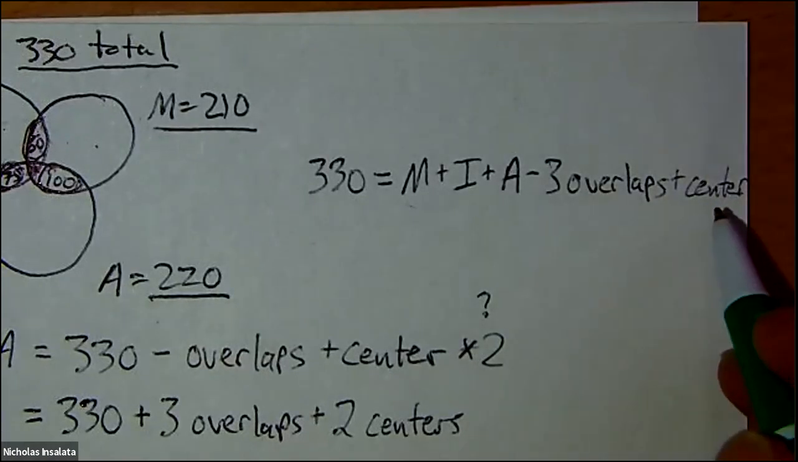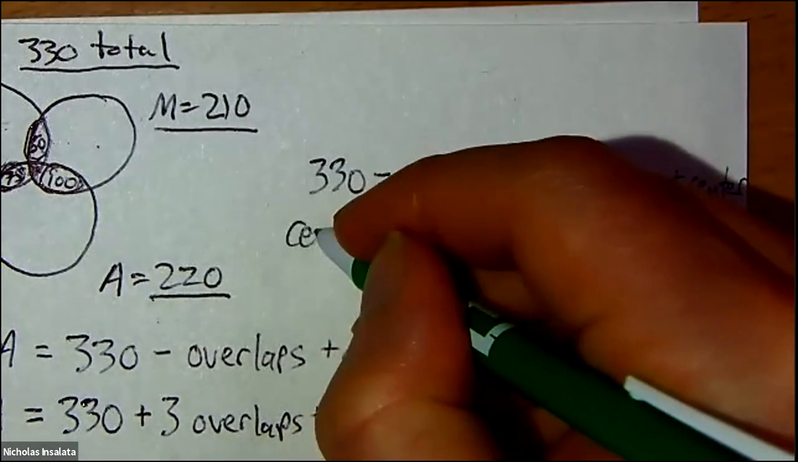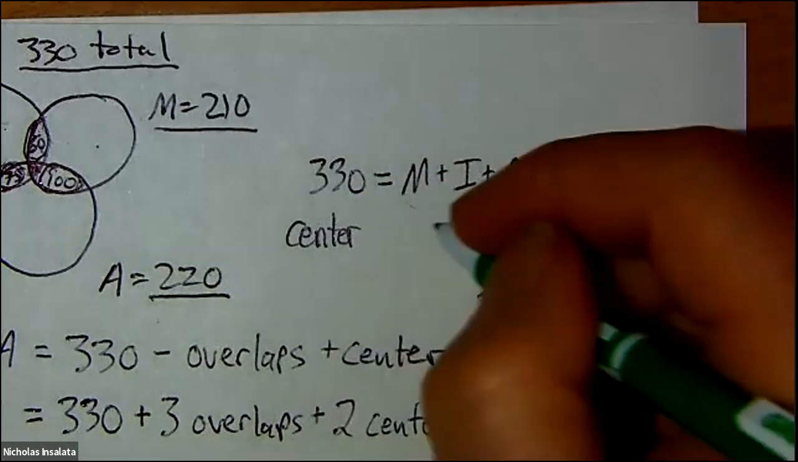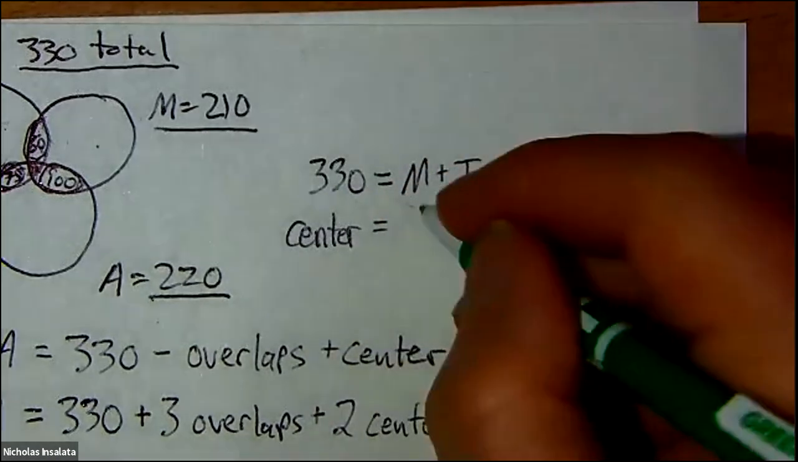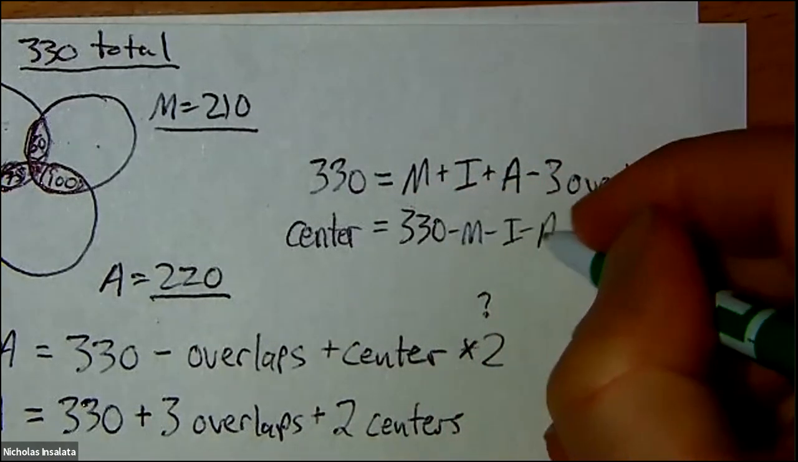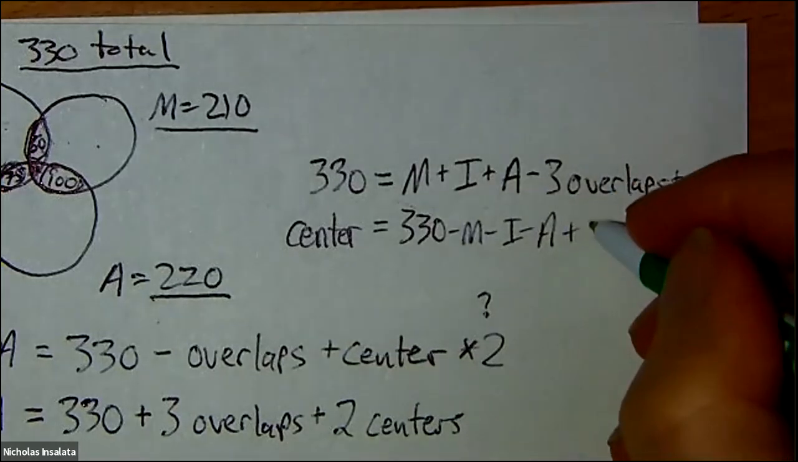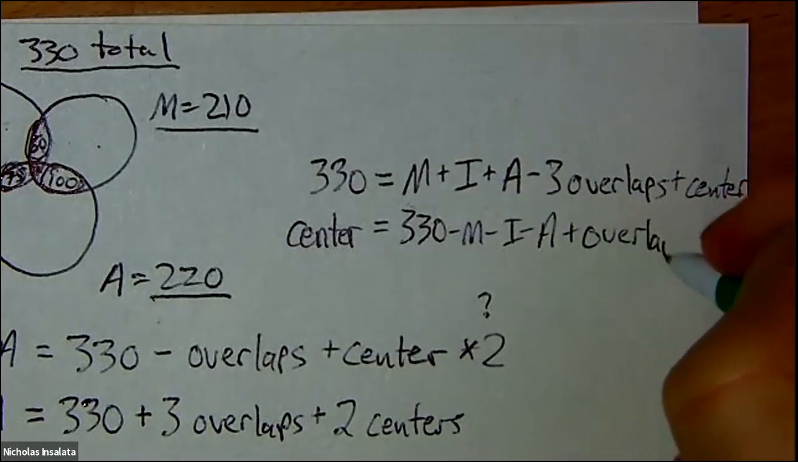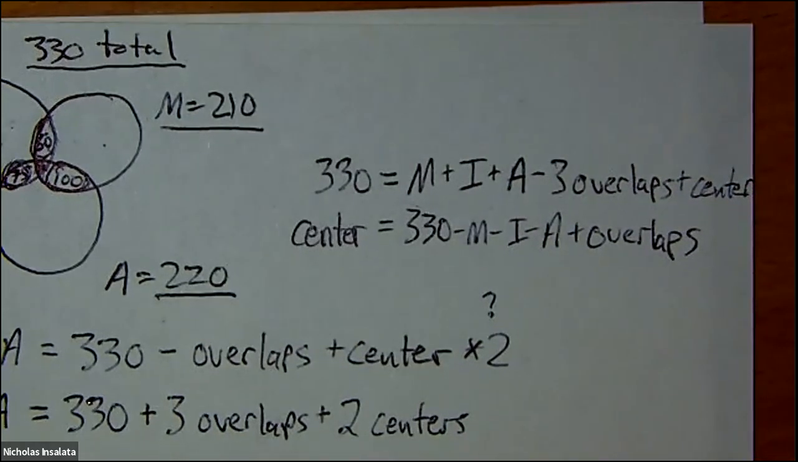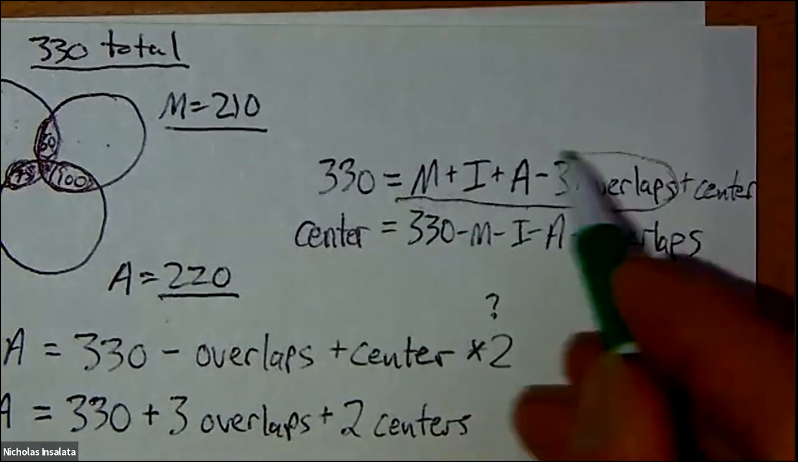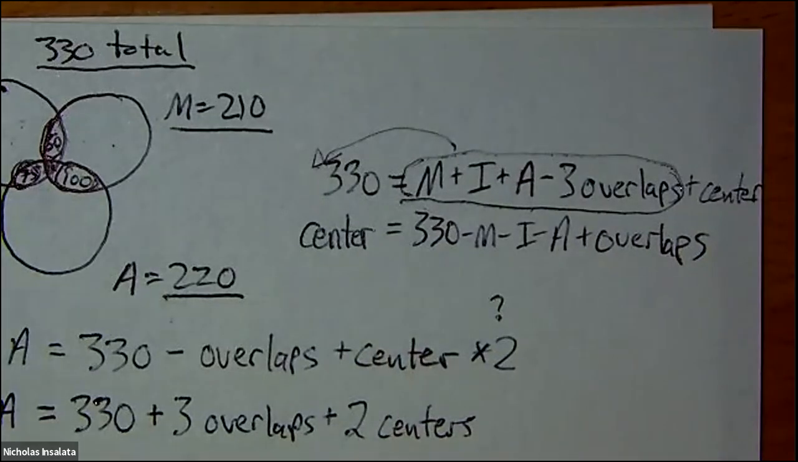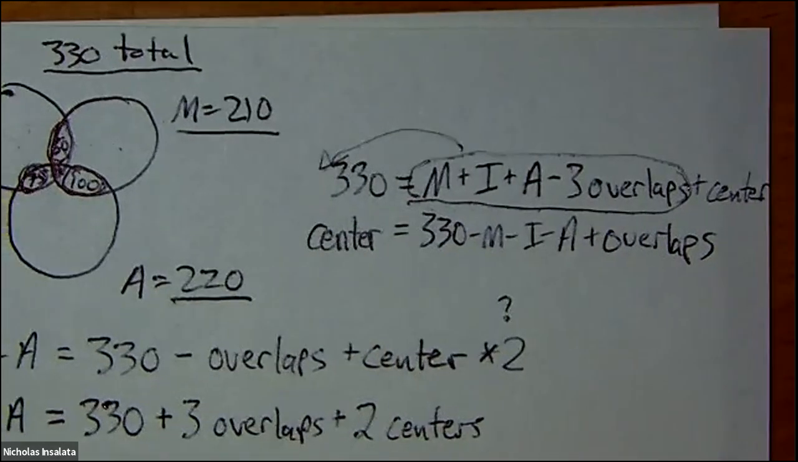So if you wanted to find how much is in the center, well, let's just do a little bit of algebra, right? Center would be 330 minus M minus I minus A plus the 3 overlaps. Right? Just switch the signs as we move this whole thing to the other side of the equation. Right? What do you guys think? Does that help? Does that make a bit more sense?